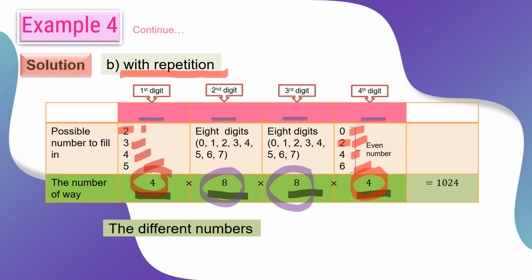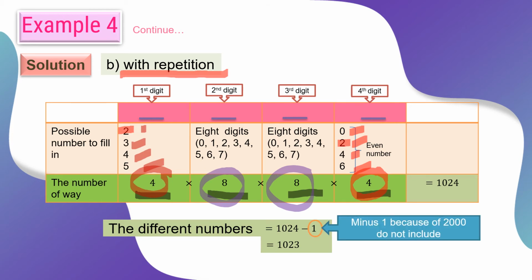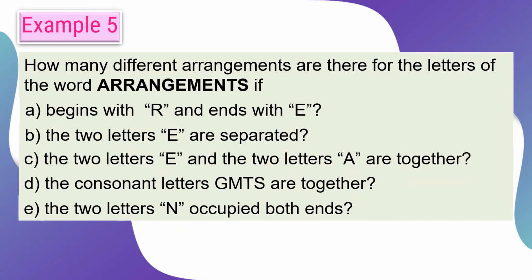But be careful. You must understand, 1024, you must minus 1. Why do you want to minus 1? Because 1024 includes the number 2000. So 2000 must be excluded because the question is between 2000 and 6000, so you must minus 1. Okay, and therefore the final answer is equal to 1023 ways.